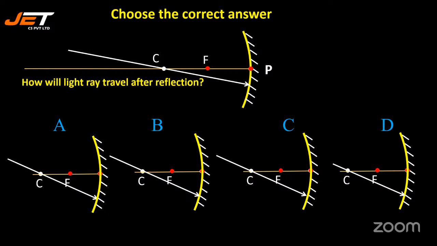A ray is passing through the center of curvature, hitting the mirror. How will the light ray travel after reflection? Will it A, pass parallel to the principal axis, B, go this way, C, pass through focus, or D, retrace its path? Right? So which one do you think is the right answer, students? A, B, C, or D? Be quick.